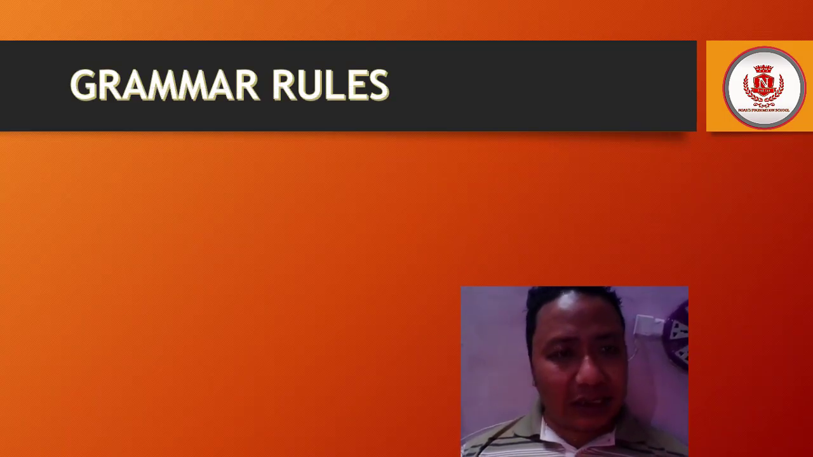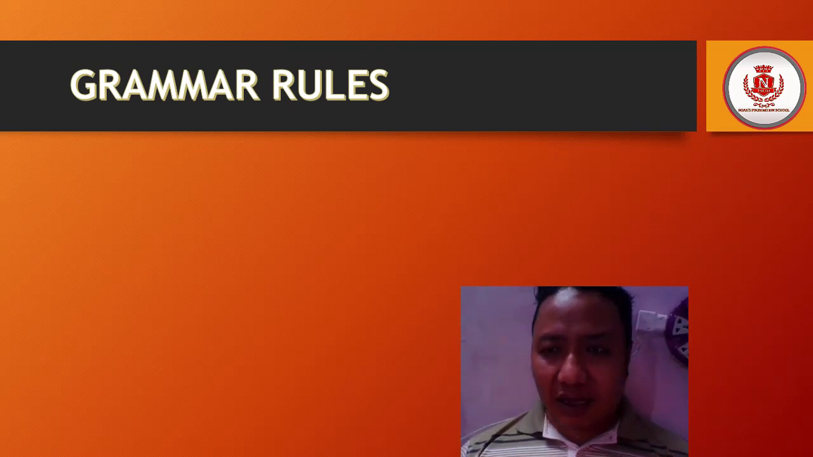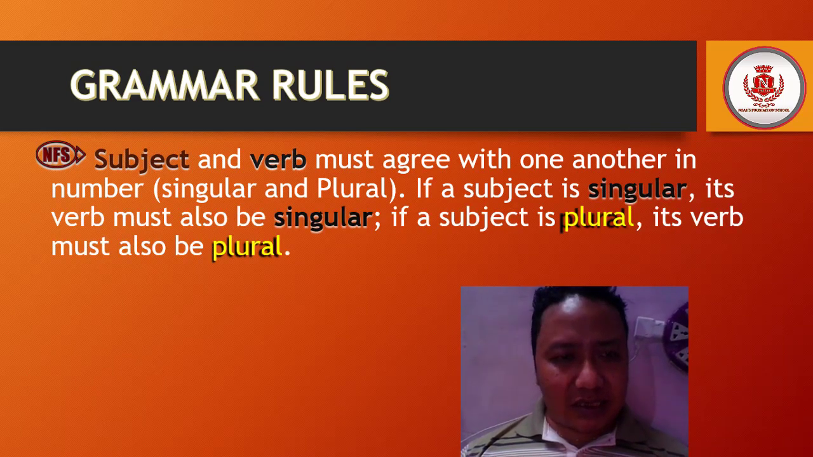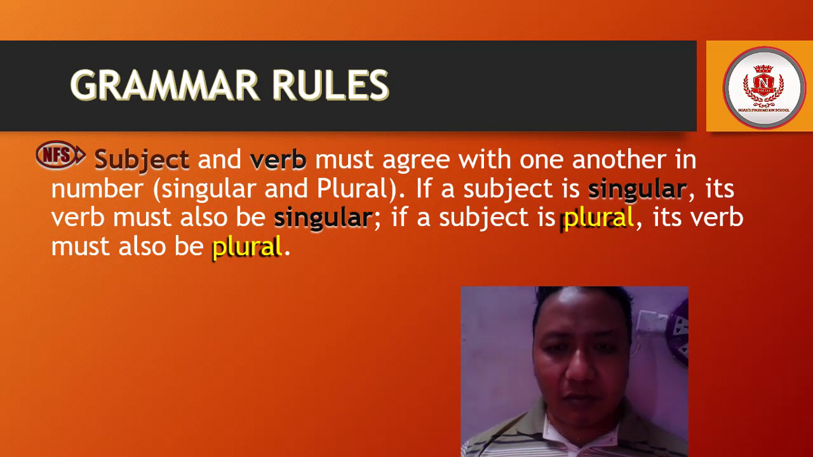But before we begin, here are some grammar rules that I want you to know. Rule number 1 is subject and verb must agree with one another in number. In number means singular and plural. What's the meaning of singular? It means only one, and plural means more than one. Understand? If a subject is singular, its verb must also be singular. If subject is plural, its verb must also be plural. So this is the rule number 1.